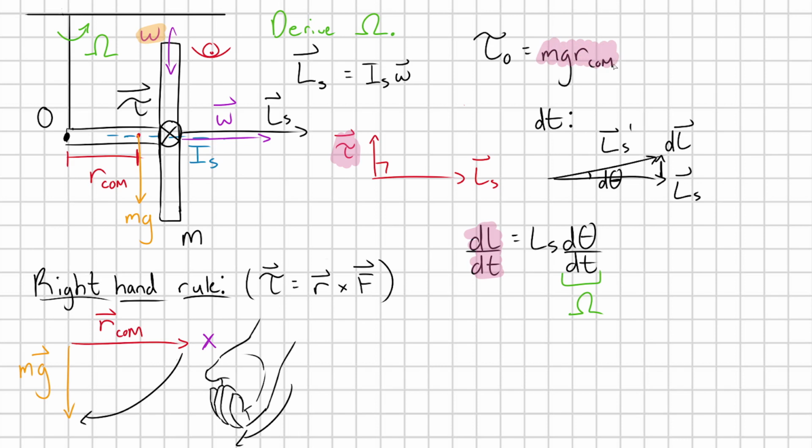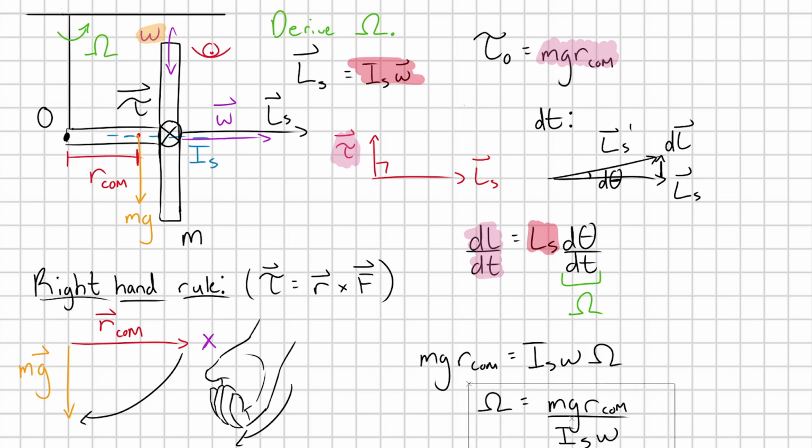That's mgr. And by the way, what is L sub s going to be? Well, oh my goodness, look, we already have that too. It's going to be I sub s omega here. So let's plug everything in. We have mgr, center of mass, is going to be equal to I sub s omega times capital omega. And so now we can just write out our precessional velocity, capital omega, and there we go. We have this expression here for the precessional velocity of our gyroscope.